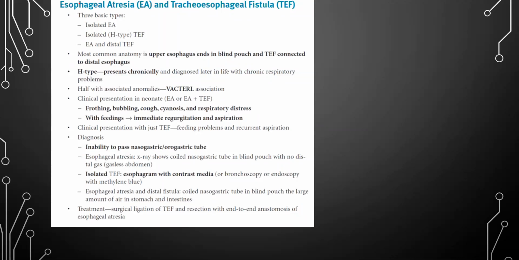Now, if you look at this condition, there are many subtypes of this problem. One, it could be just an isolated esophageal atresia. Some of the time it could be an isolated tracheoesophageal fistula, or sometimes both can be there, esophageal atresia with tracheoesophageal fistula. The most common anatomy is that the upper esophagus ends in a blind pouch.